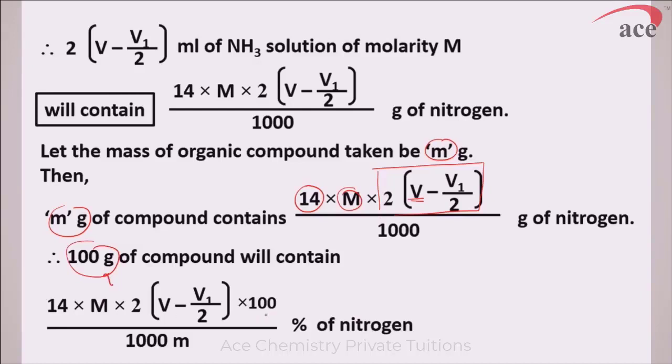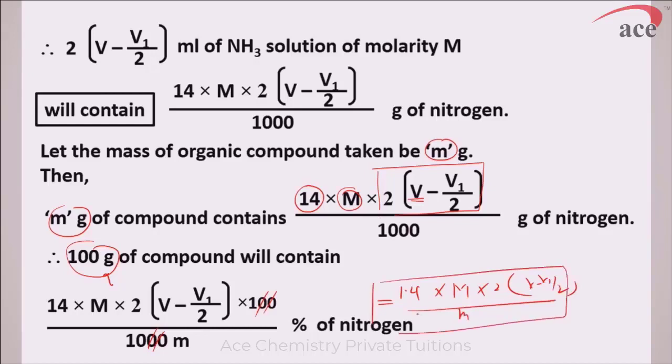It will simplify and get cancelled, and the formula will be 1.4 into molarity of acid into the volume of acid used, that is V minus V1 by 2, divided by the mass of the organic compound. So by using this formula we can calculate the amount of nitrogen from the given organic compound by Kjeldahl's method.